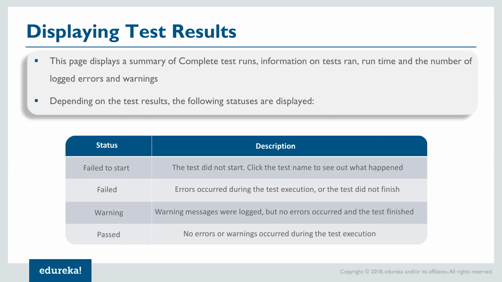The second status would be failed. It means that the test execution happened, but the test did not finish or it finished unsuccessfully. It will be in red and there will be some warning or error messages which should give you a clue.